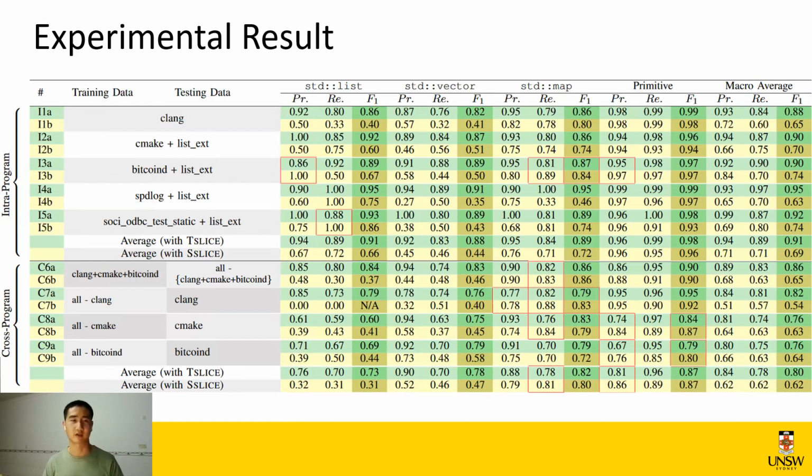Lastly, the experimental results. We conducted both intra-program experiments and cross-program experiments. And we also compared t-slice with s-slice. We can see that except for a few cases highlighted in red boxes, t-slice is basically much more effective than s-slice. And we can see in both types of experiments, the precision, the recall, and the F1 score of t-slice are very good.